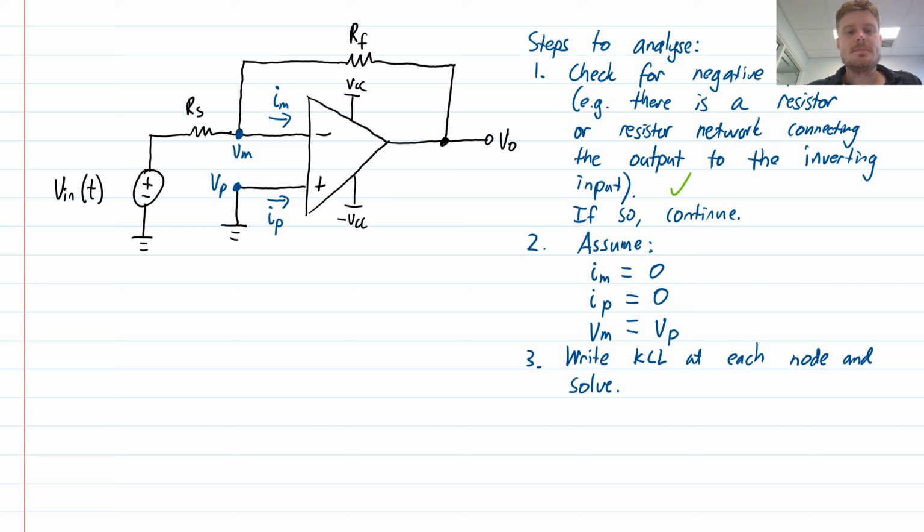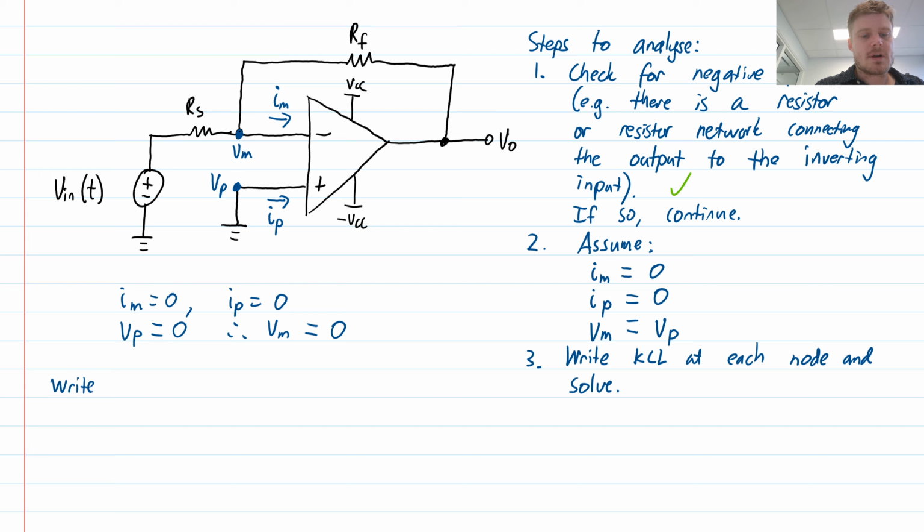Step two, we assume the currents are equal to 0. So IM is equal to 0 and IP is equal to 0. We also assume that the voltages at these pins are equal. So for this circuit, I look at it here and I see VP is equal to 0, right? It's actually directly tied to ground. So VP is 0. Therefore, VM is equal to 0. That's really important information. That's going to help us a lot in analyzing this circuit.